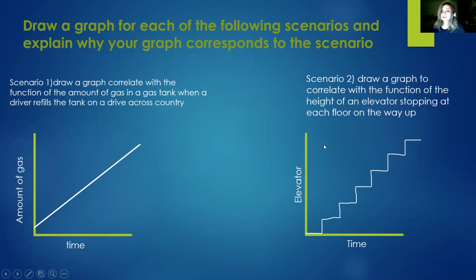Okay, this one we are drawing a graph for an elevator. Elevators, they stop and then they go up, and then they stop and they go up, and they stop and they go up. So basically, this looks like stairs, which makes sense for an elevator. Again, time would be on the bottom because time is constant. Time is not going up and down and stopping as much as we might want it to stop or speed up. It's constant, so it's going on the bottom.